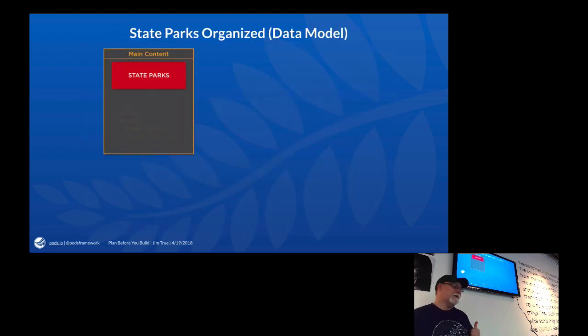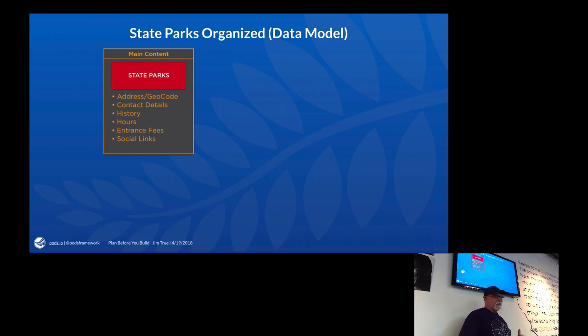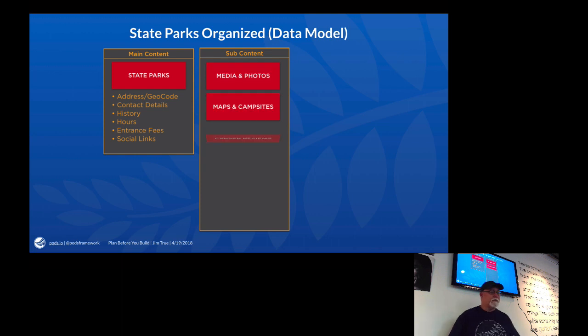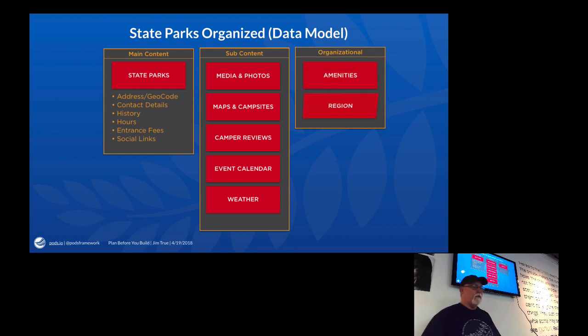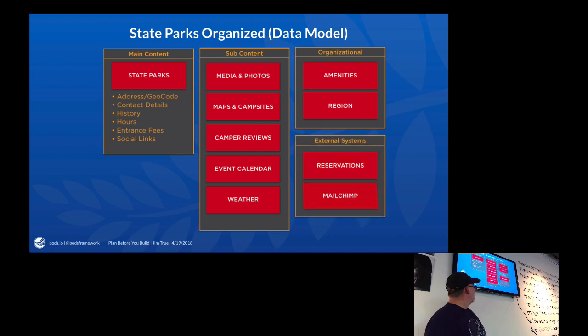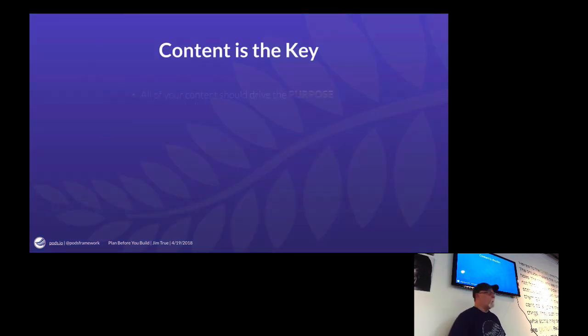Okay, so if we organize this site, the most important thing we're collecting for this particular information model or data model is the state parks. We're going to store media, photos, maps and campsites, camper reviews, an event calendar, and the weather so that we can keep track of that information and connect it to our state parks. We're also going to do organizational stuff, the amenities in the region, so that people can find what they're looking for when they're trying to make a camping reservation. And in this kind of system, we've also got an external system, the reservations, and probably a MailChimp or some kind of mailing list so that people can find out when things are going on. What are we talking about here?